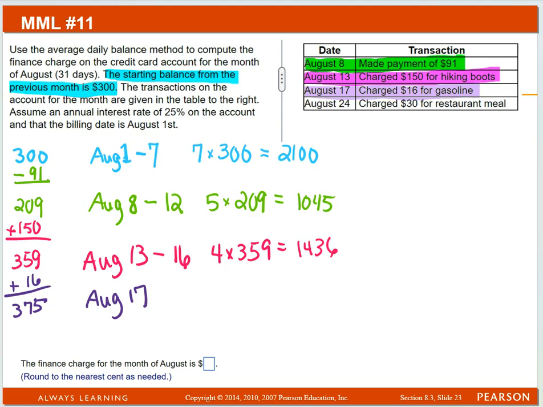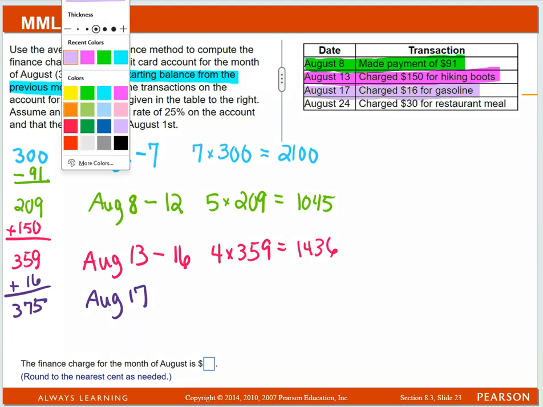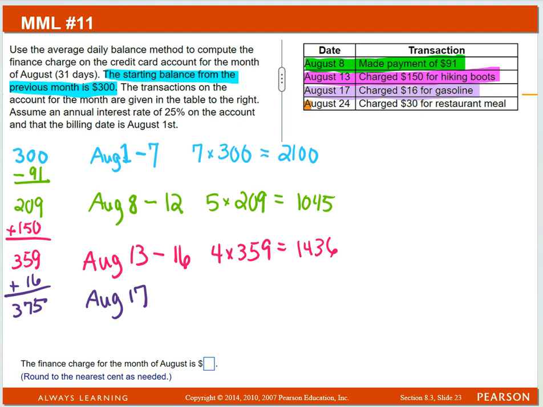So back to the purple. Or actually, I need another color. Green, pink, purple. How about orange? Let's do some orange here. All right. On August 24th, this person uses a credit card one more time for charging $30 for a restaurant meal. Every time you make a charge, it's going to increase your balance. And so now this is going to go up to $405.